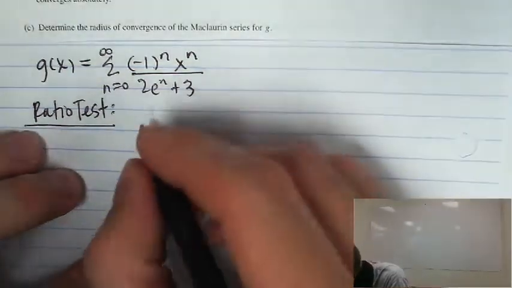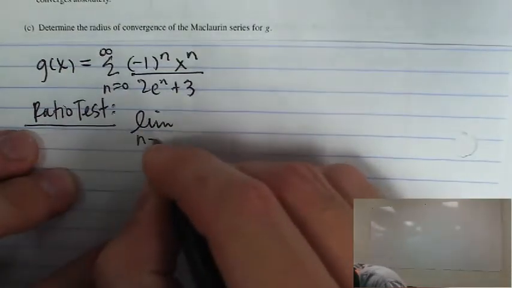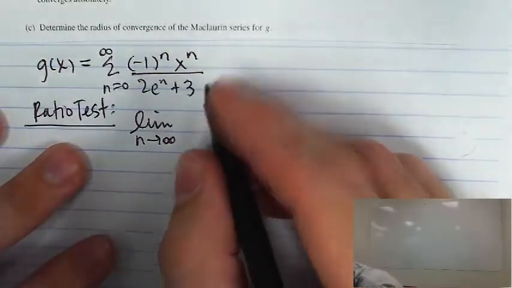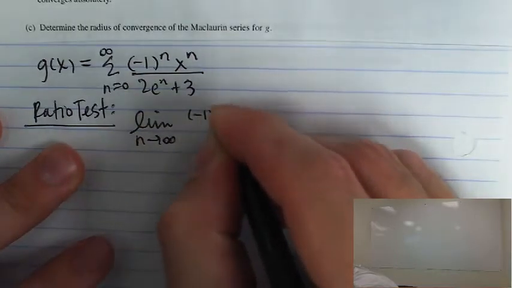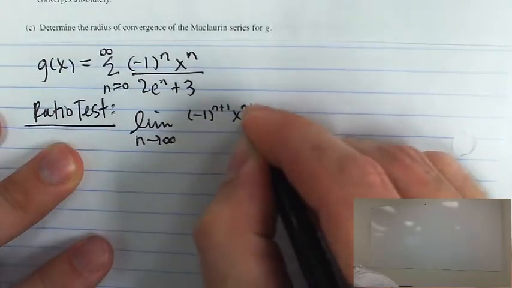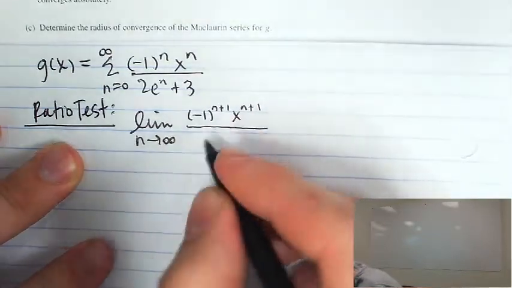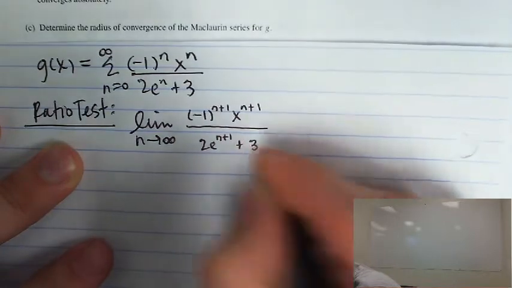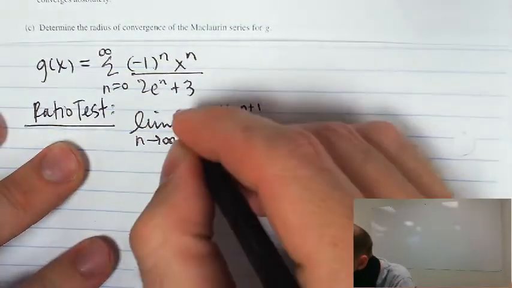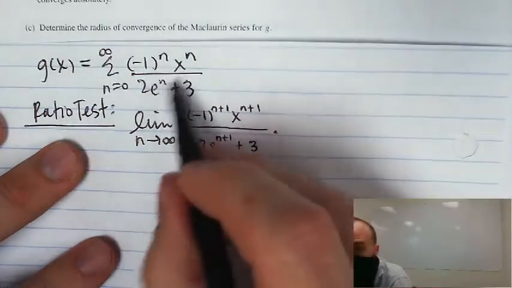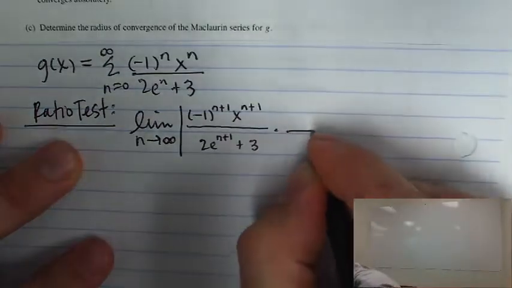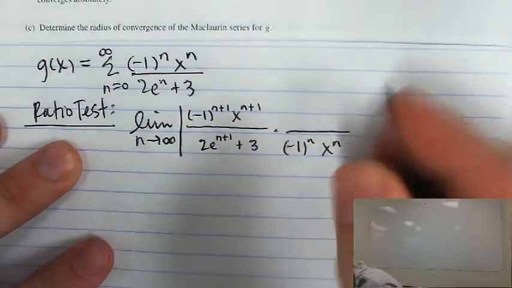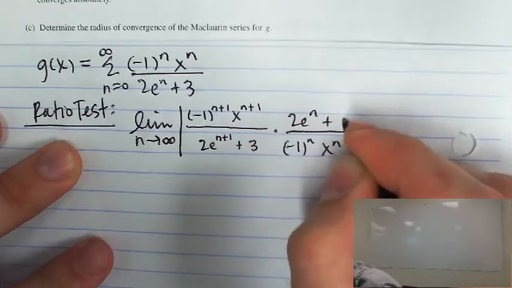Okay, so I'm going to consider the limit as n goes to infinity of the ratio of the n plus first term to the nth term. So negative 1 to the n plus 1, x to the n plus 1, over 2e to the n plus 1 plus 3. And then I'm also taking the absolute value here, divide by these terms. So that's going to be negative 1 to the n, x to the n, and then 2e to the n plus 3.